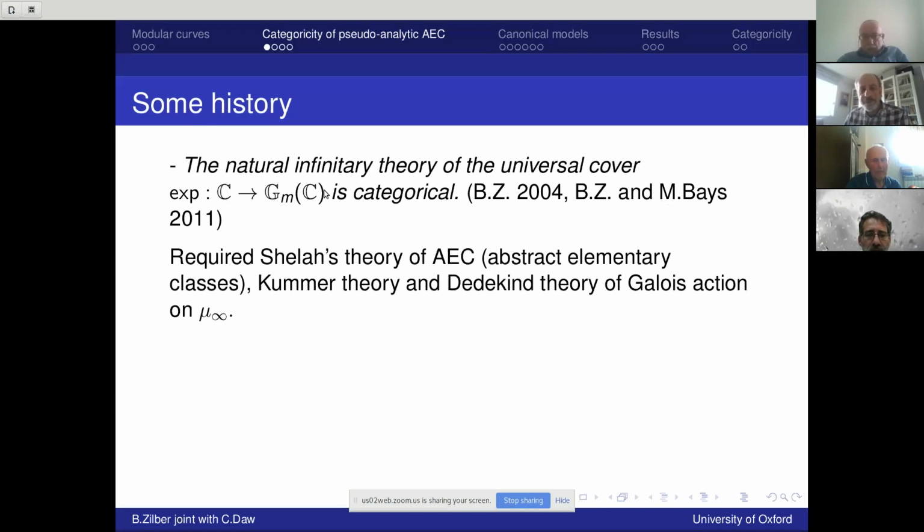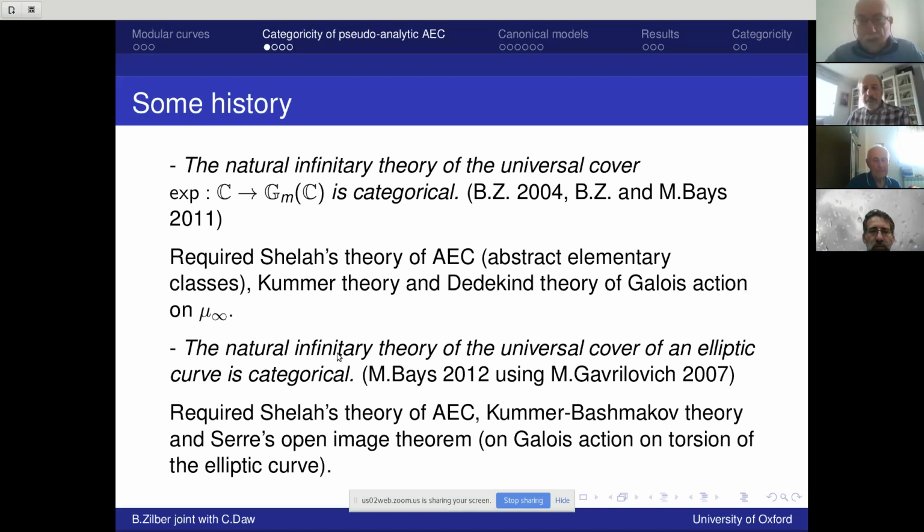Now you see this whole work required, on the model theory side, some advanced Shelah theory of abstract elementary classes. And on the number theory side, it requires some standard Kummer theory and the well-known Dedekind theory of Galois action on the torsion. So these are the ingredients of this theory.